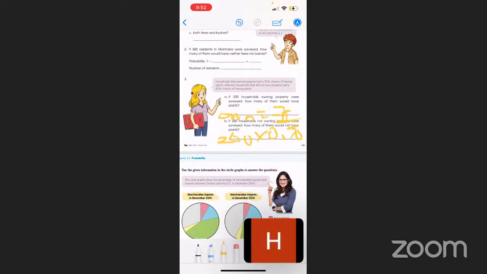Answer is 140. So 140 have households owning property that would have plants. Okay, property that would have plants, it would be 140. Okay, good. Okay, now what about this one?